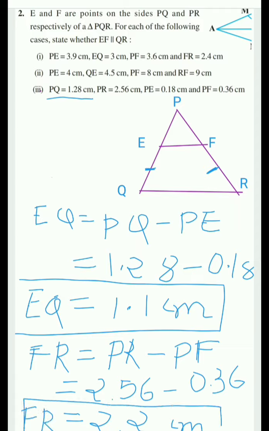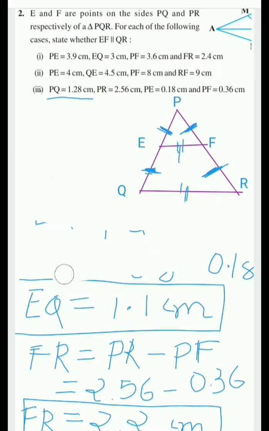So here we got our two values. As you know, now we can say that this is parallel to this thing. So we can write a ratio, meaning PE upon EQ is equal to PF upon FR. Then we will compare whether these lines are parallel or not. Now we will begin our process.